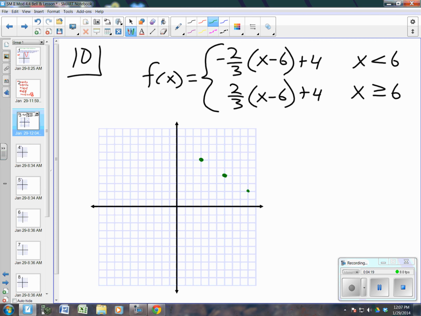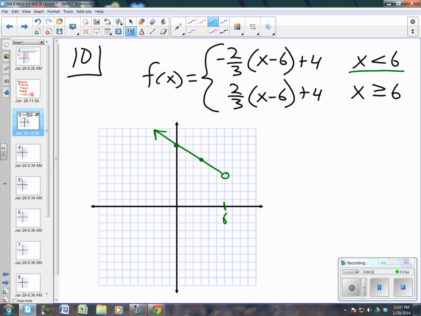But the domain is restricted. It only wants me to graph where x is less than 6, right? For that one. So up to over 1, 2, 3. Now, if I go 1, 2, 3, 4, 5, 6, 6 is right here, right? So I only want to graph less than that point. So I need to put a hollow circle right here, and it's going to be less than, which is to the left.